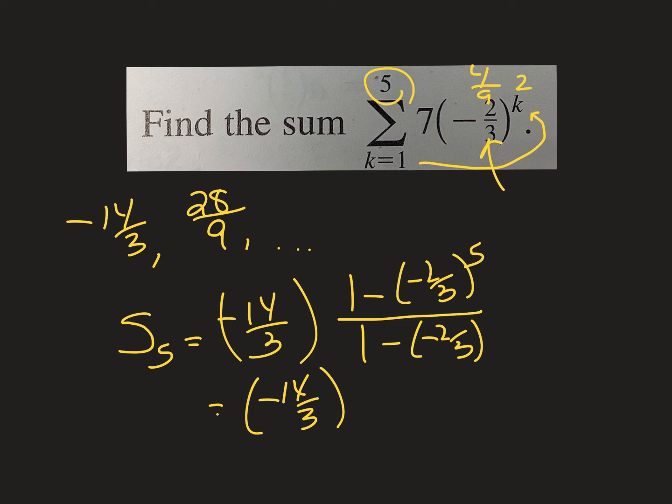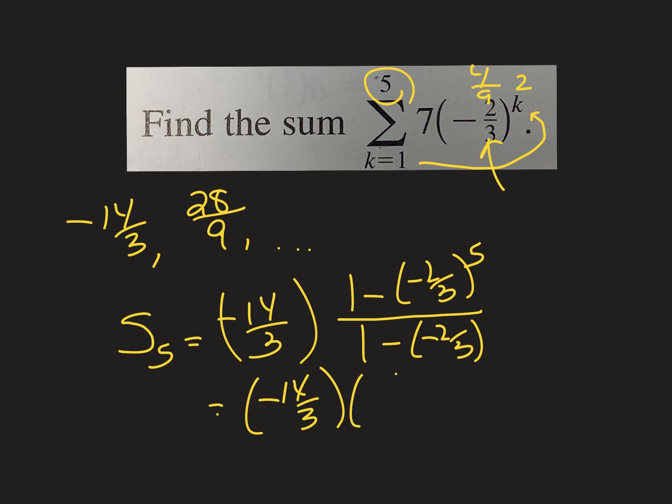So on my calculator, I'm hitting open parentheses, 1 minus, open another one, just like you see it on the screen, to the 5th power, close the top, divided by, on the bottom, opening another one, 1 minus, open, negative 2/3. Tons of parentheses. Close the whole bottom, hit enter. I'm going to change it to a fraction. And so I get this.